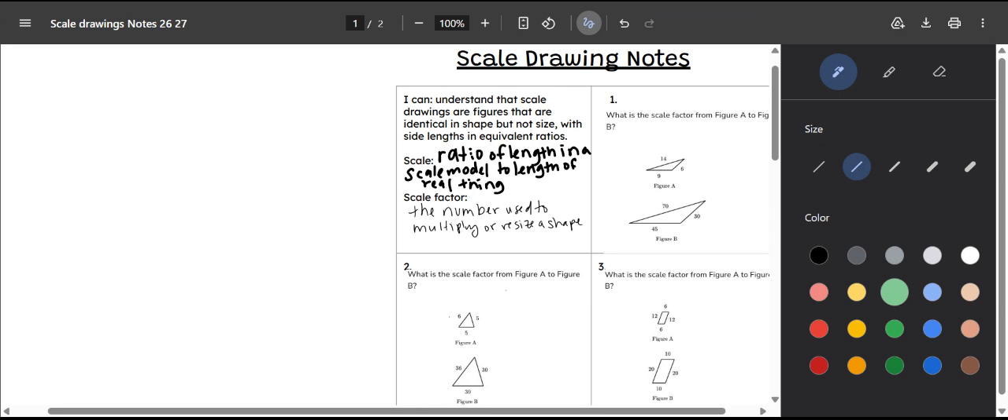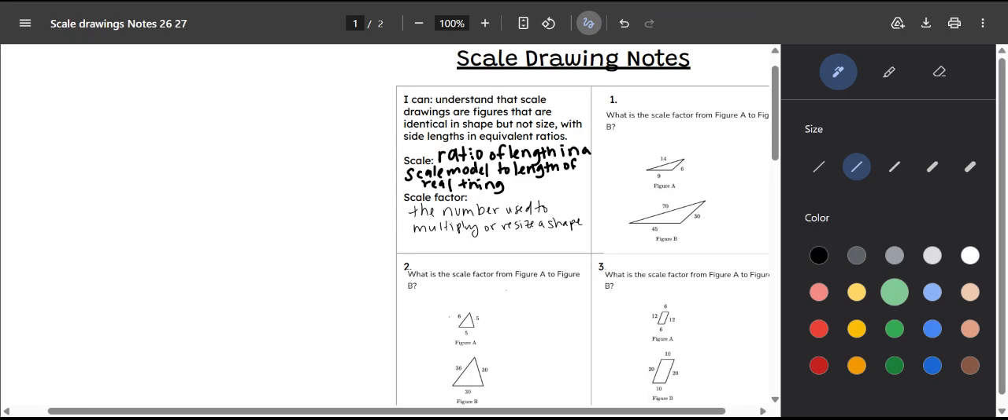So you've probably seen a scale if you've ever gone down the toy aisle and seen model cars. You might see 1 to 16 or 1 to 8 on the box. That means that 1 unit of the toy car is equal to 16 or 8 of the real car in real life. So let's look at number 1.